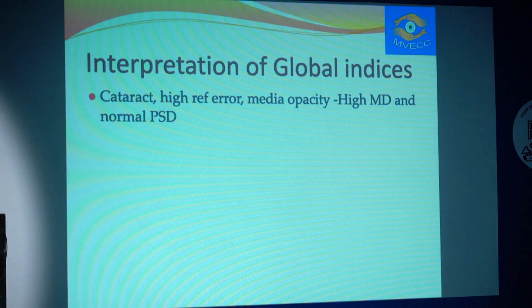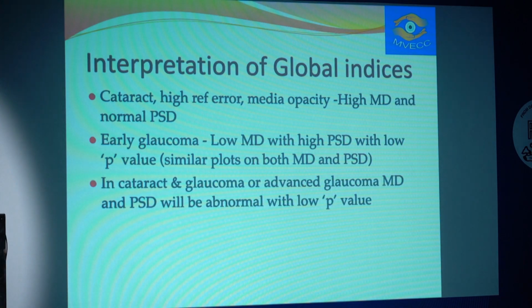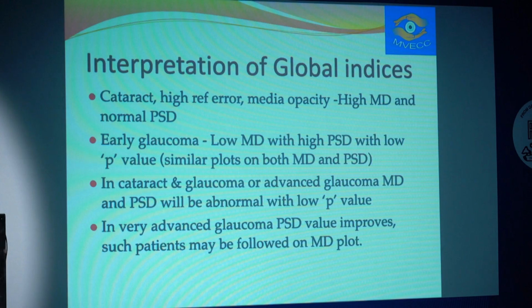Cataract, high refractive error, and media opacity will show a high mean deviation as compared to a normal pattern standard deviation. Early glaucoma will show a low mean deviation but a high pattern standard deviation because of the focal defects. And they would be similar in both the MD and PSD plots. In cataract with glaucoma, or in advanced glaucoma, the PSD would be abnormally low with an abnormally low p-value. In advanced glaucomas, the PSD will improve because the hill of the vision will become very flat and all the points will go down.